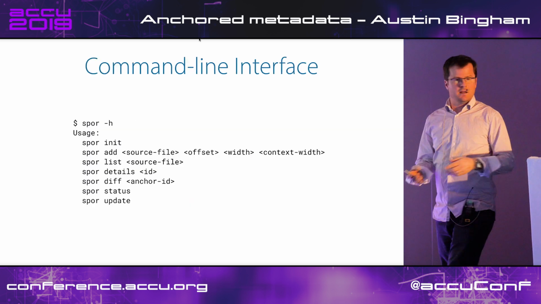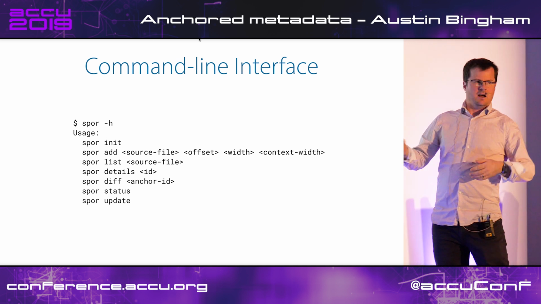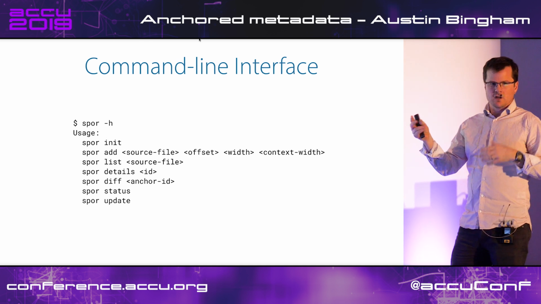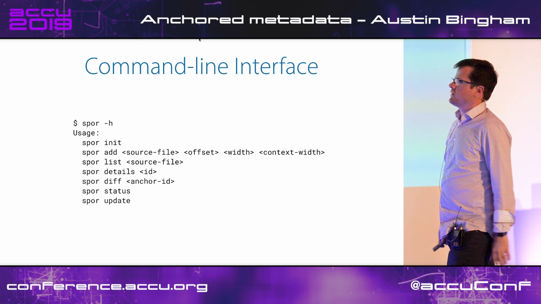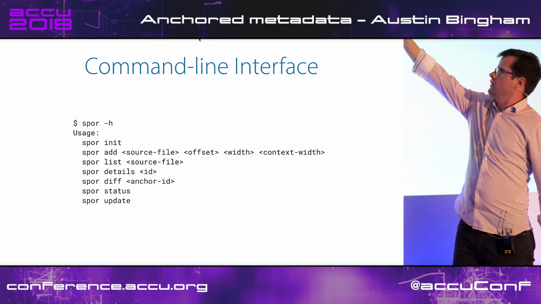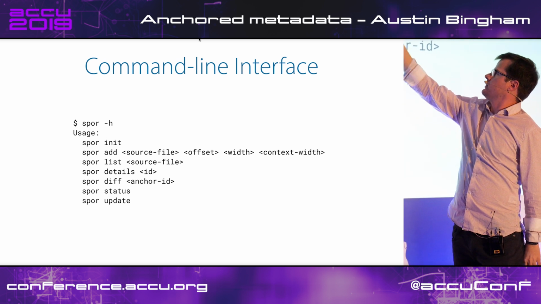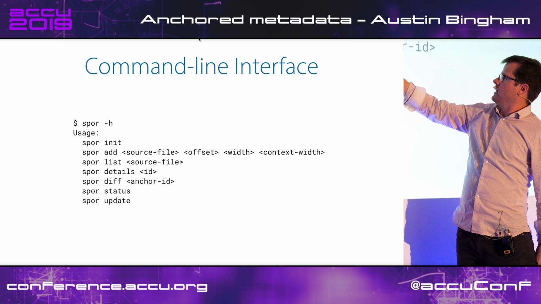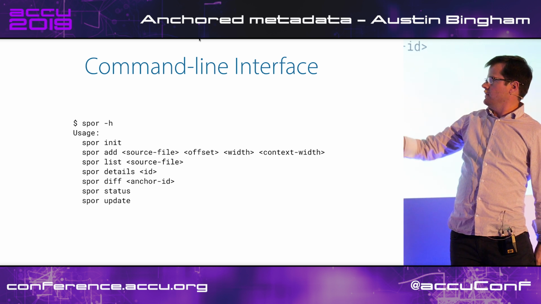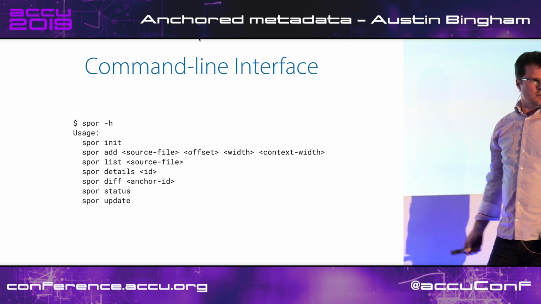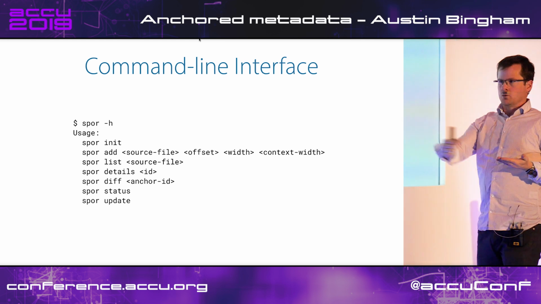So Spore's command line is pretty straightforward. You can see it's kind of inspired by tools that are flavored like Git, with subcommands and so forth. You're going to initialize a repository. You're going to add anchors to it. You can list the anchors for a source file, get details about them, do diffs and status, and then the big one, update. Update is the one that says, things are out of alignment. Let's do the realignment.